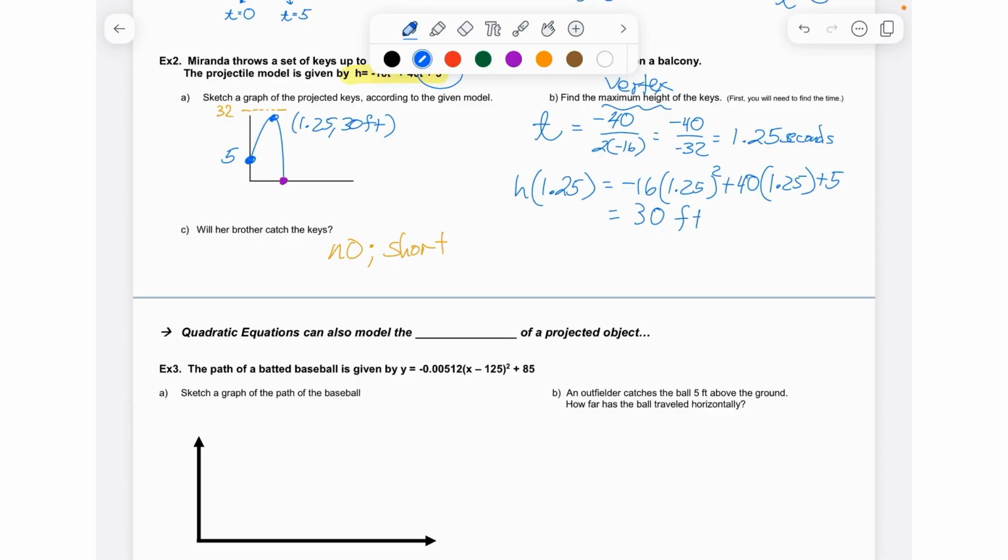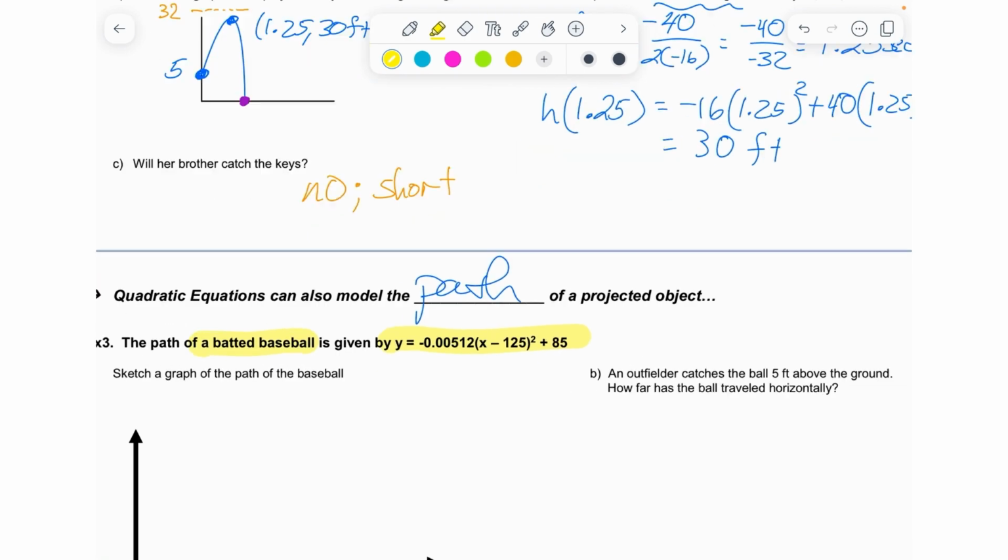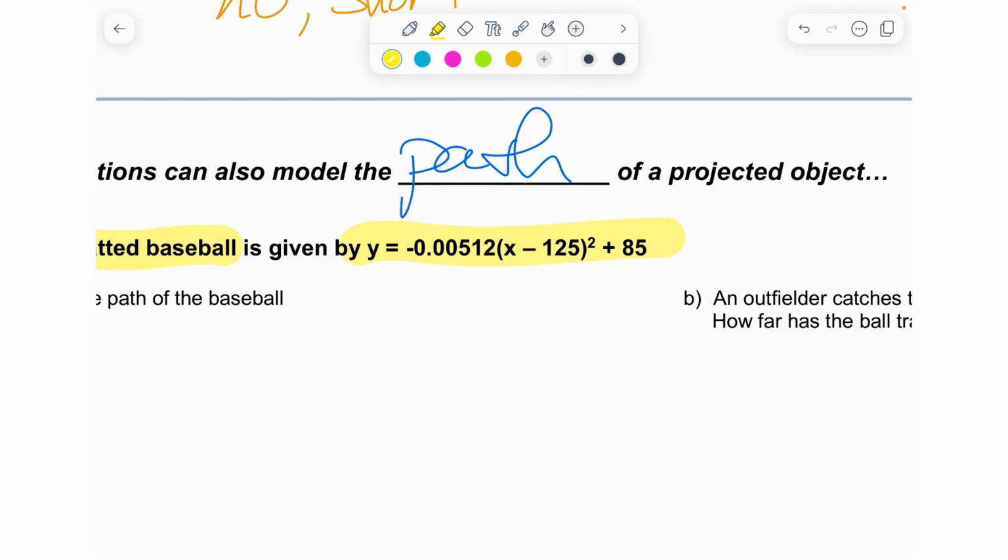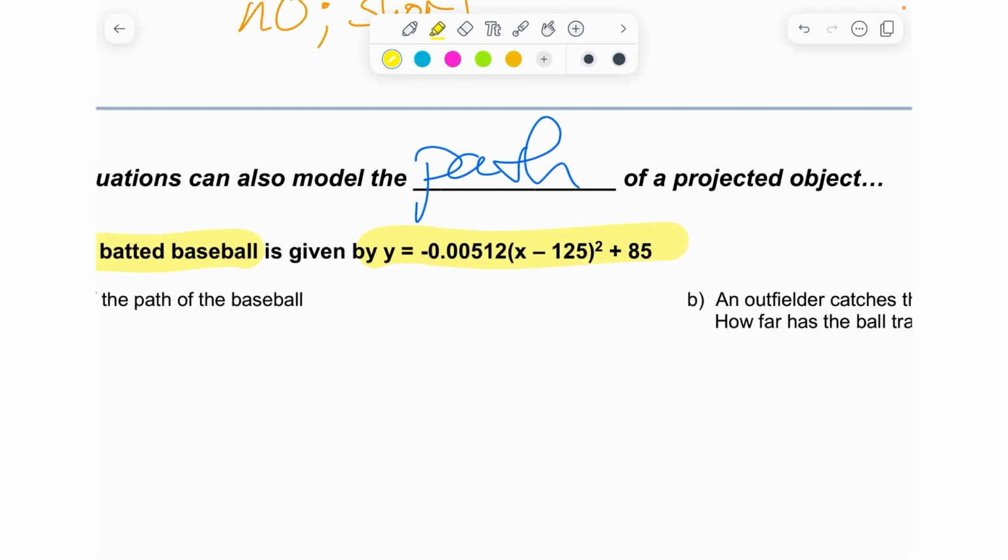Sometimes a quadratic equation can be used to actually model just the path of the projected object. Now you say, well, I thought that's what we were doing. Well, technically what we were doing was having a quadratic equation model the time compared to the height of the object. But now the equation actually describes the actual pathway that the object is moving. Listen, it's going to work just the same. Here, take this situation. We've got a batted baseball, and the path of that ball is given by this equation. Now notice that this equation is not officially in the projectile motion format, but it's still a parabola.